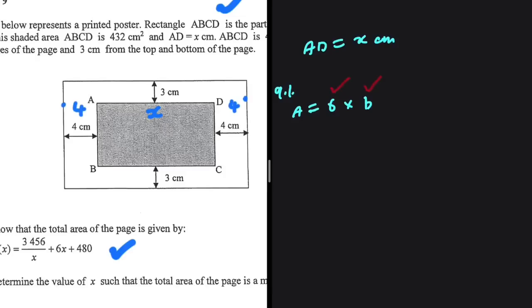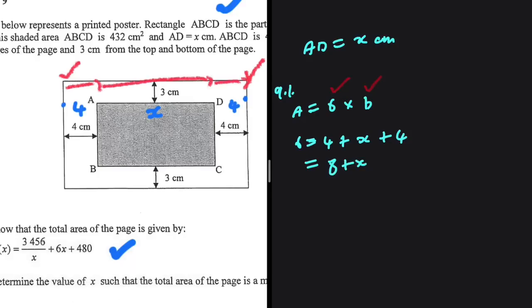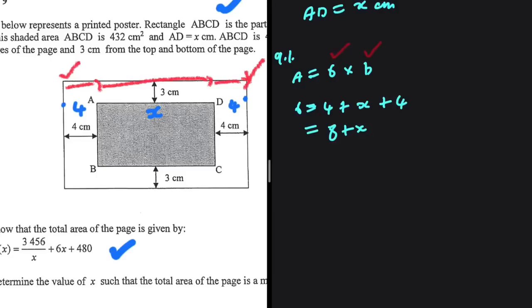It means that from this edge to this edge, let's call that our length. Our length is equal to 4 plus x plus 4, right? So the length will be 8 plus x. We have 4 from here to here, and then from here to here we have x, and then from here to here we have 4. So that length is just 4 plus x plus 4, which is 8 plus x. That is the length. Let's go ahead and take a look at the breadth.